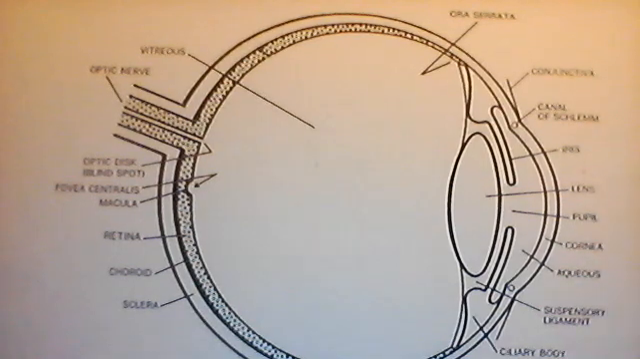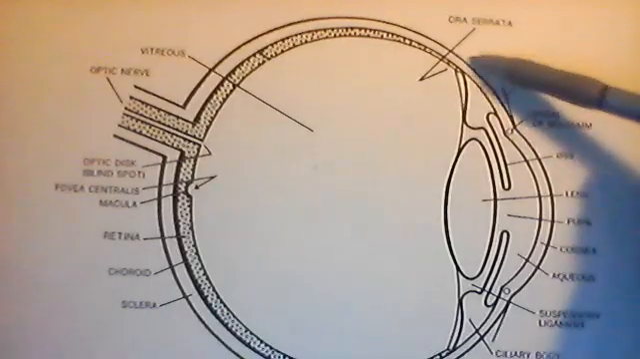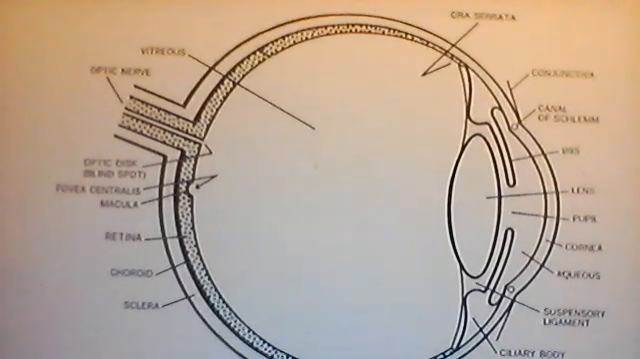So the conjunctiva is here. It actually flows all around the sclera. It is the clear membranous fluid that covers the sclera and protects it.